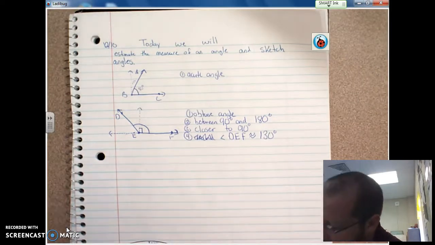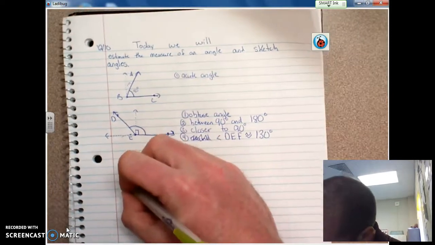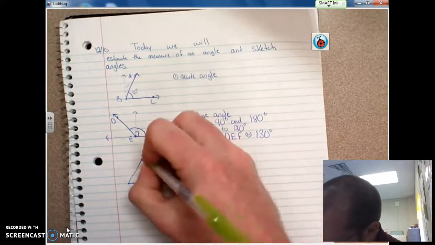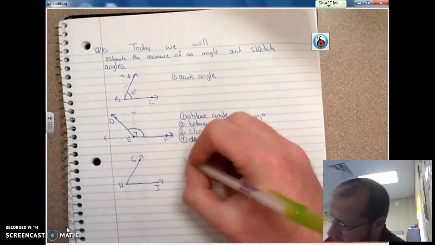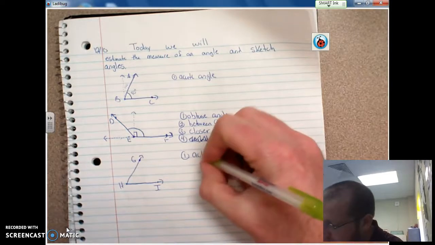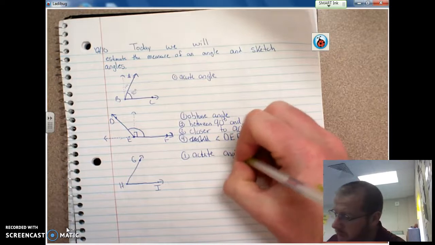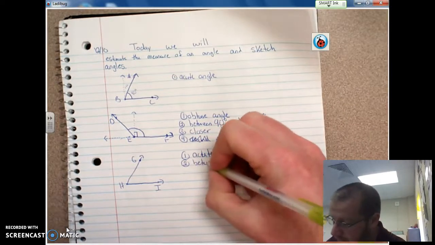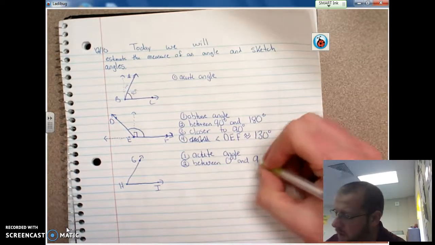All right, I'm going to do the same thing now for an acute angle. If I have angle GHI, the first thing I'm going to do is ask what type of angle this is. This is an acute angle. So that tells me it is between 0 degrees and 90 degrees.